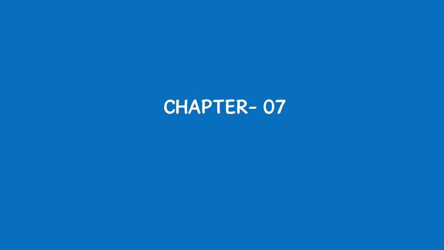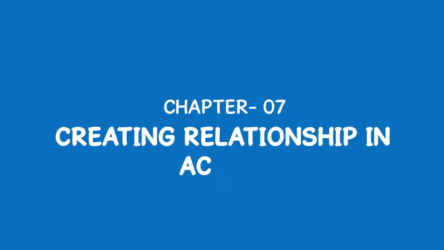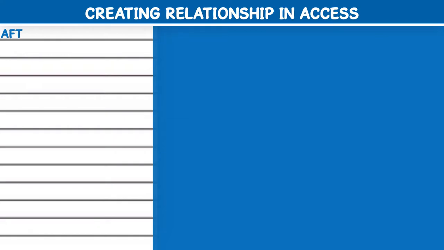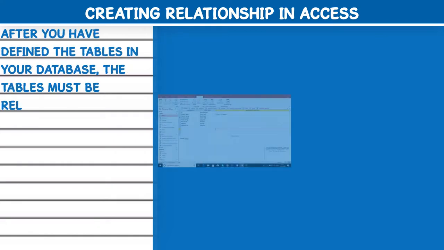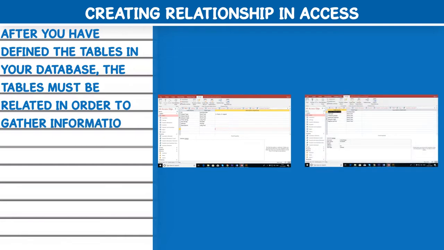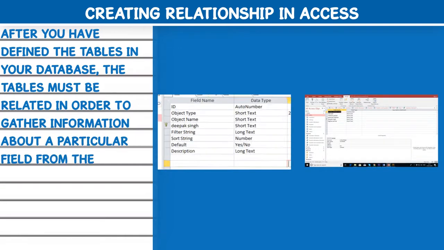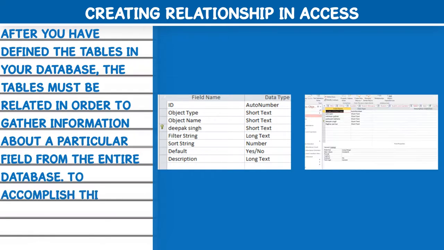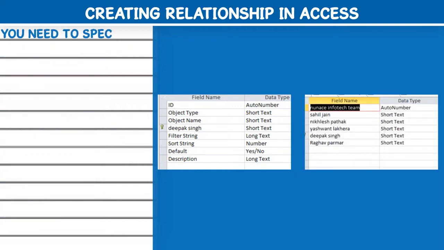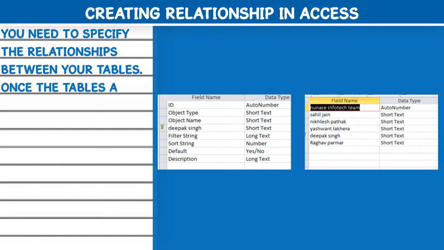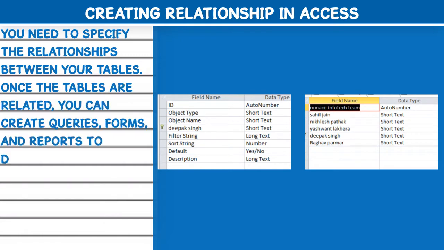Chapter 7: Creating Relationships in Access. After you have defined the tables in your database, the tables must be related in order to gather information about a particular field from the entire database. To accomplish this, you need to specify the relationships between your tables. Once the tables are related, you can create queries, forms, and reports to display information from several tables.